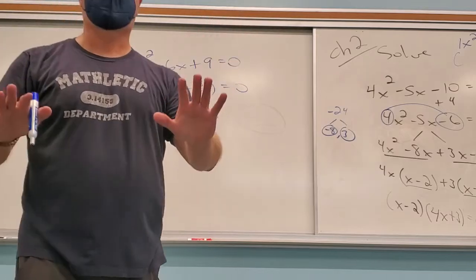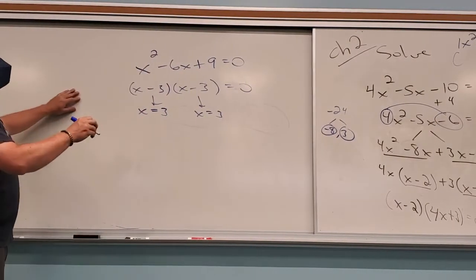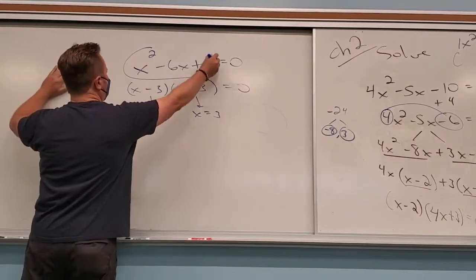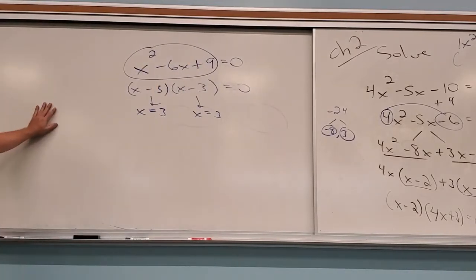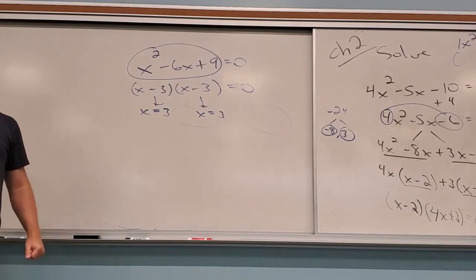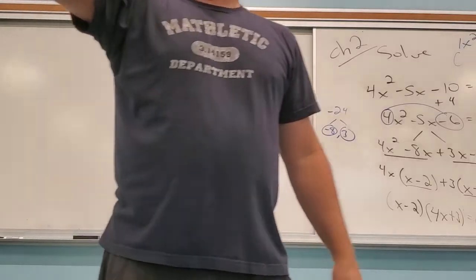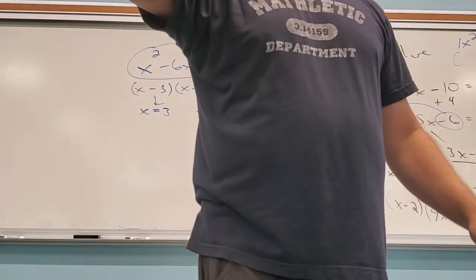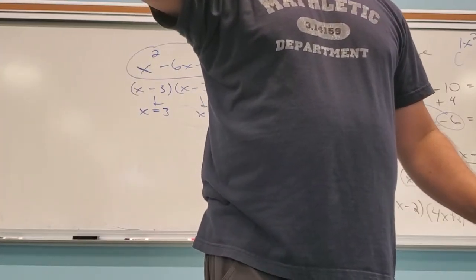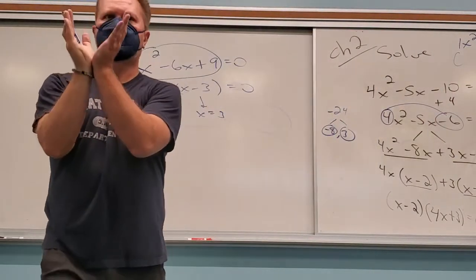Okay. By the way, quick little side note. If I graphed this, what would it look like? Like x squared stuff. Would it be just flat? It would be a parabola, right?